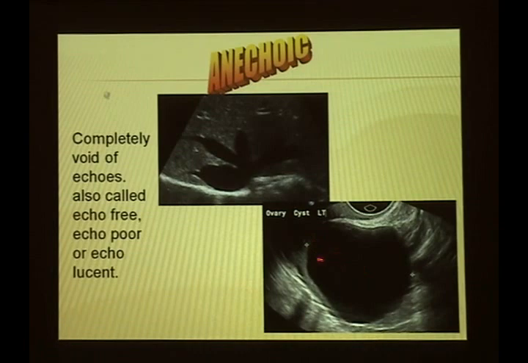All those structures which on ultrasound look black are known as anechoic, echo-poor, echo-lucent or echo-free, which means that they don't have any echo, and we described in detail in the beginning that echo will be reflected as a bright dot, so they don't have any bright dots and they look black on ultrasound.